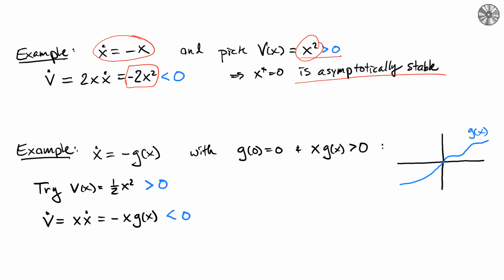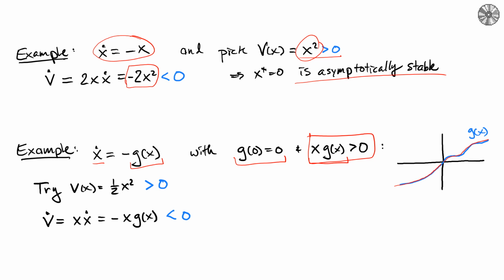Here's another, more abstract example. Say the dynamics x dot is given by some function g, where g has certain properties. g goes through the origin, and the product x times g of x is always positive. This is one way of explaining that this is an odd function: it is in the third quadrant, and then it goes up into the first quadrant. And so that kind of function satisfies this inequality.